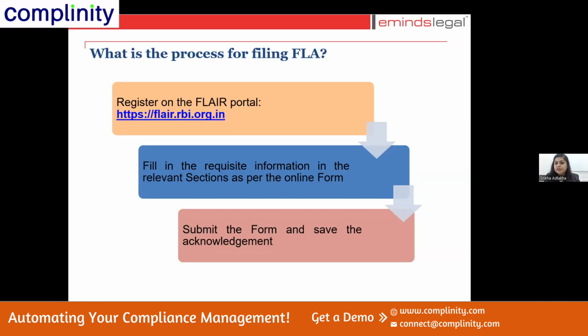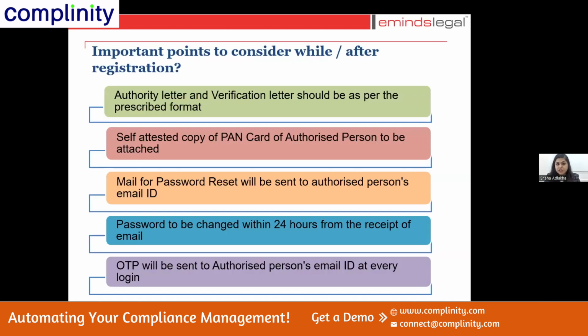Then you have to move ahead with filling the requisite information in the relevant 4 sections in the online form. And the last but the foremost important point is submitting the form and saving the acknowledgement. So when you're registering on the FLA portal, there are some things which can be easily seen, such as the details like name of the company, address, authorized person contacts, and email ID, which you have to enter. But there are a few points which you have to consider while filling those details.